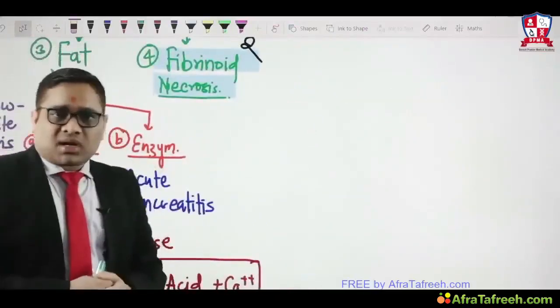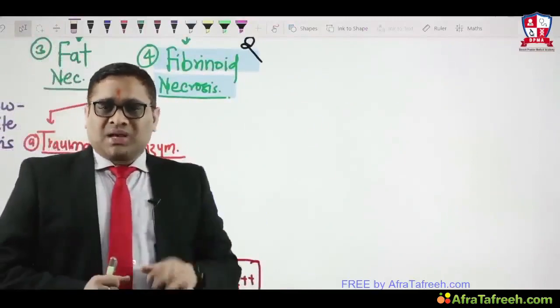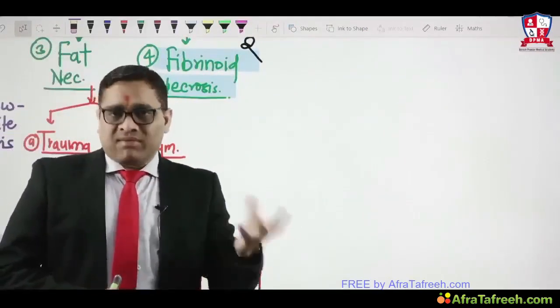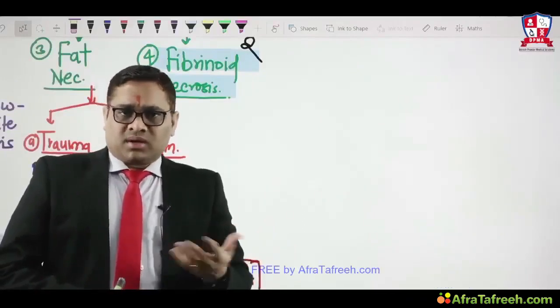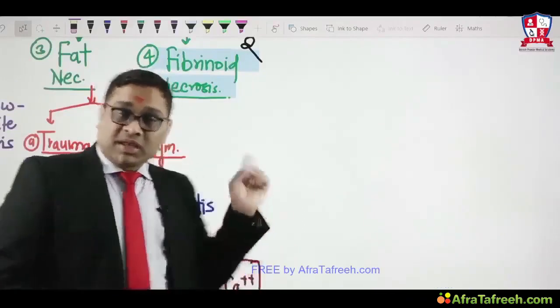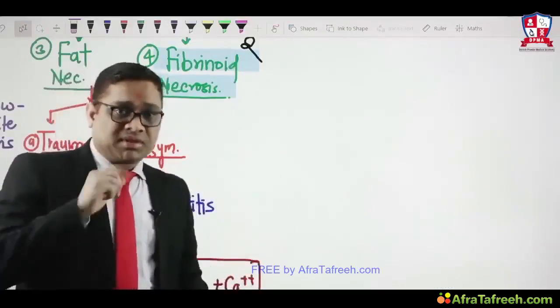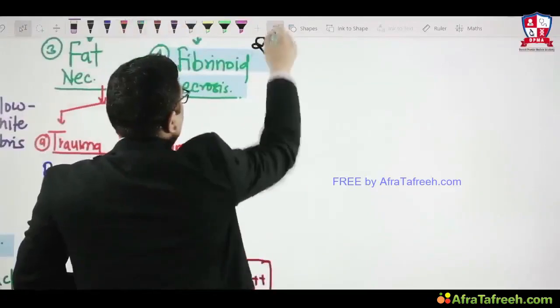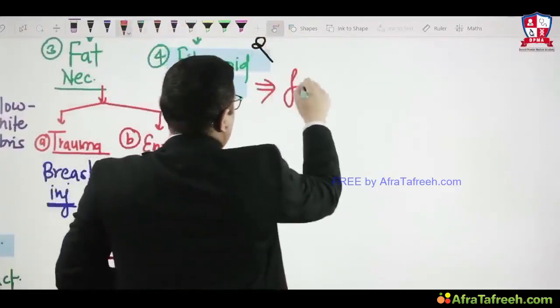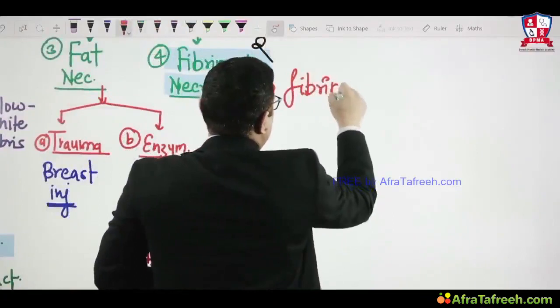Fibrinoid necrosis, this is a kind of a misnomer, right? Usually epithelioid does not have epithelium. So with any "oid", that thing will be absent, but in the case of fibrinoid, fibrin will be present. Remember this point, in fibrinoid, fibrin will be present. So in fibrinoid necrosis, what is present? Fibrin is present.